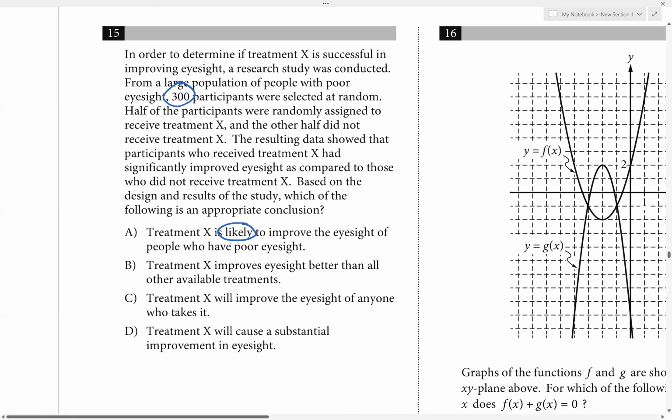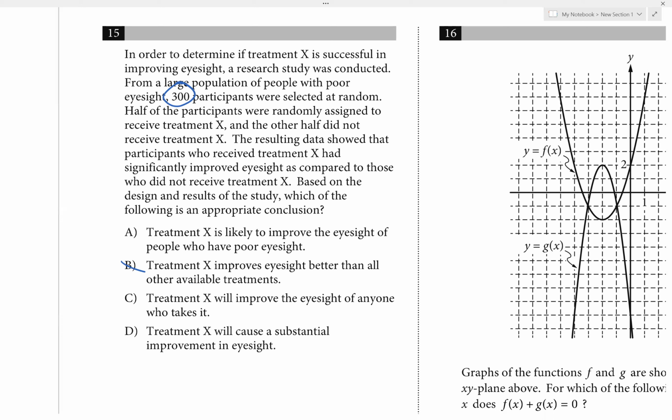Look at B. B says treatment X improves eyesight better than all other available treatments. The problem with answer choice B is we know nothing about the other available treatments. This question didn't mention anything about the other ones available. Although B could be true, we don't know for sure. That's why B is not a good answer here, so we can eliminate B. We have to have some evidence to support the answer.